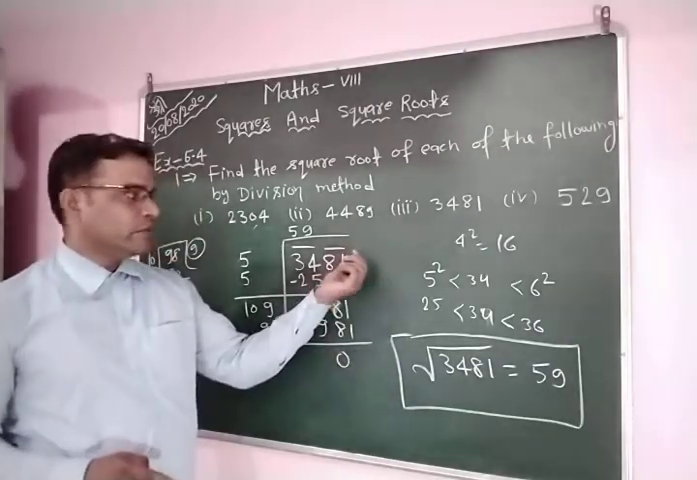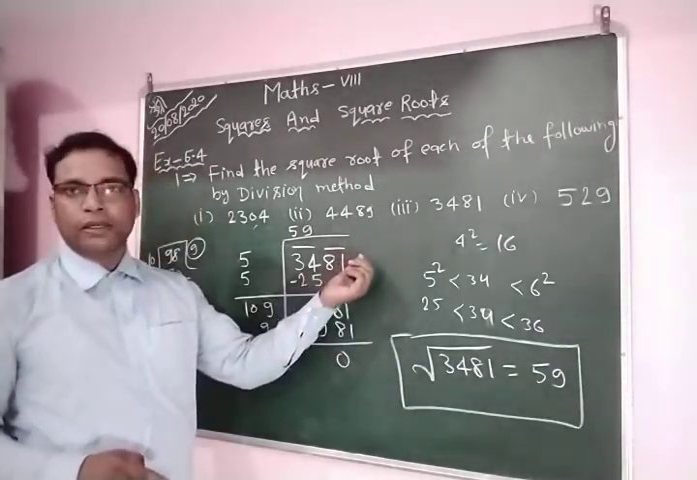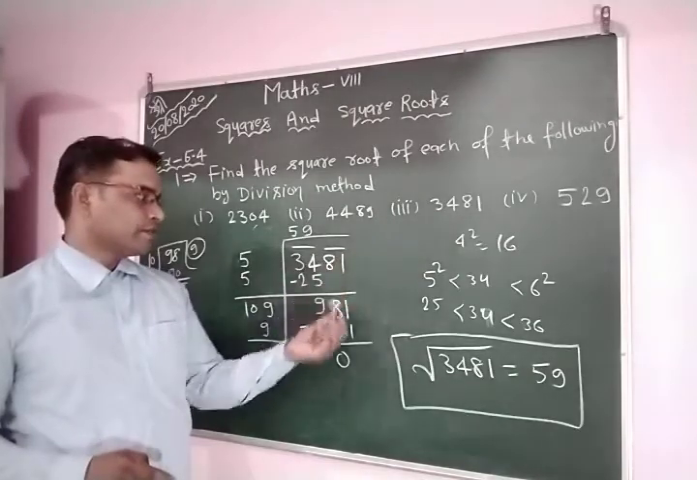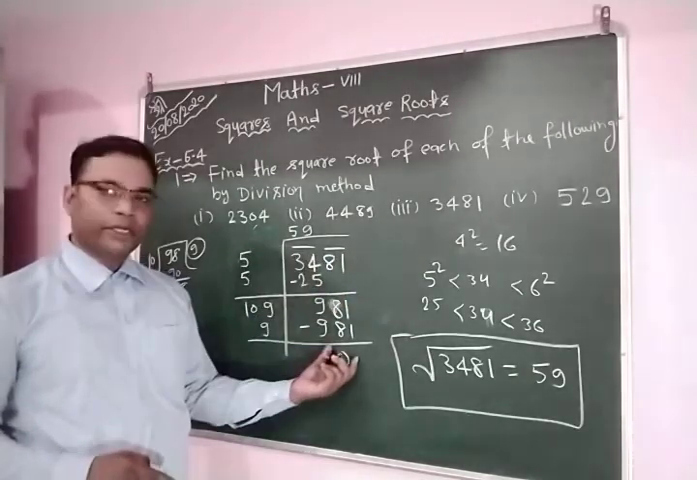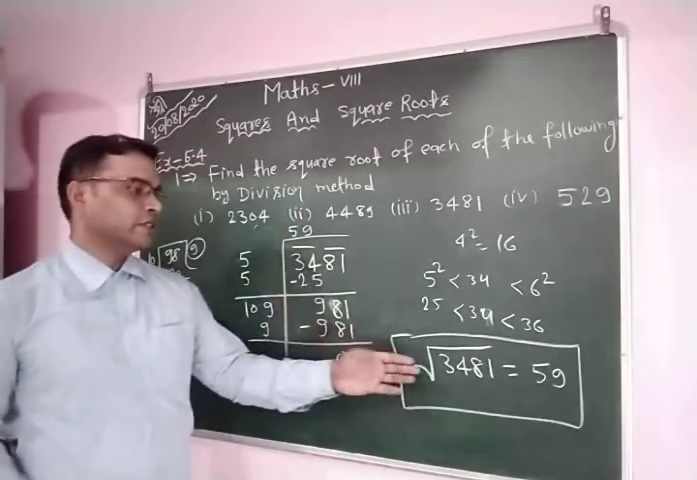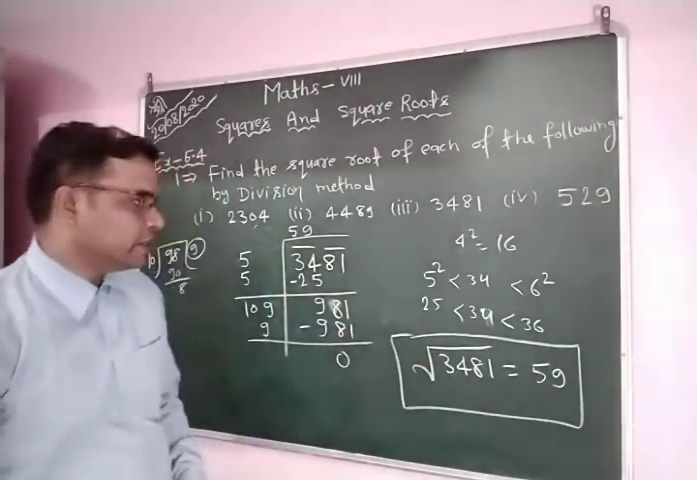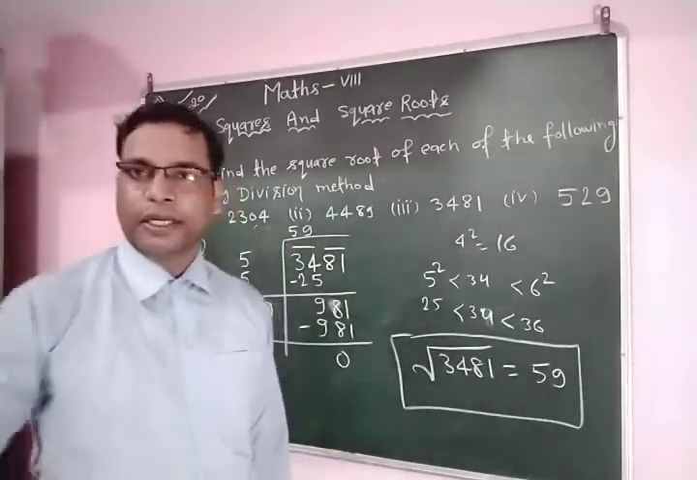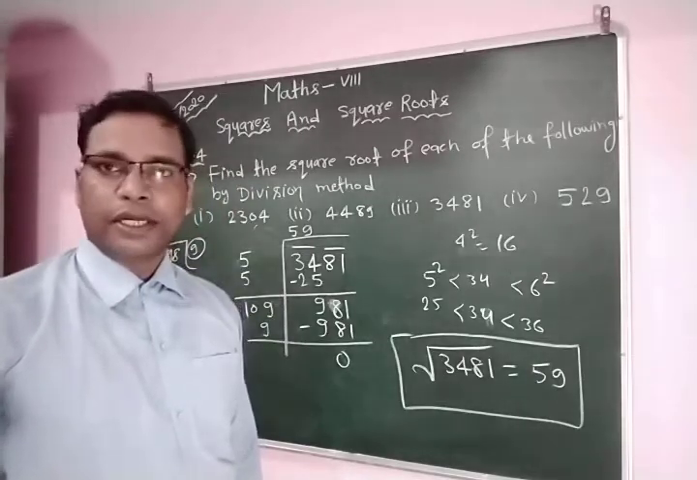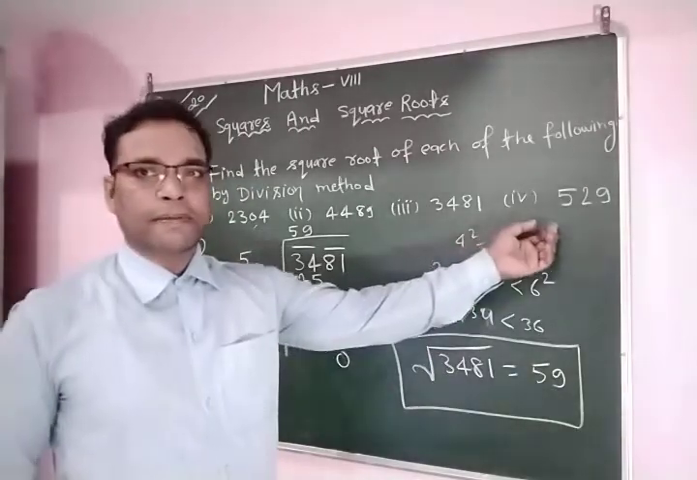So we have no other pair here. Clear? So here the remainder is 0. So you can say the square root of 3481 is 59. Clear? So students, let's go to the next part.